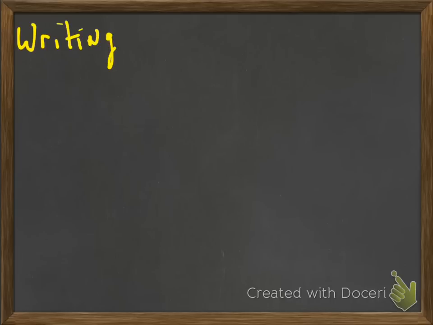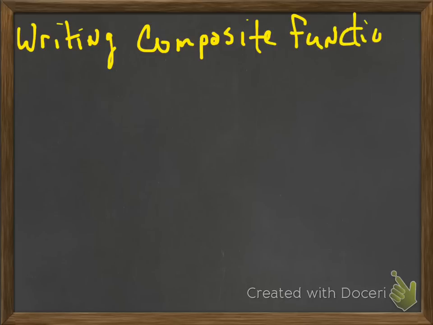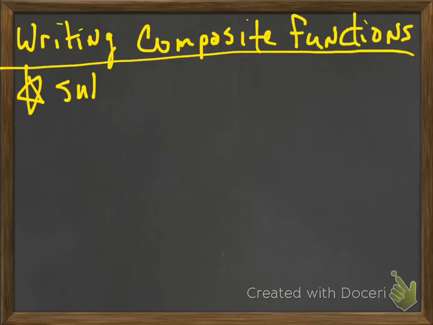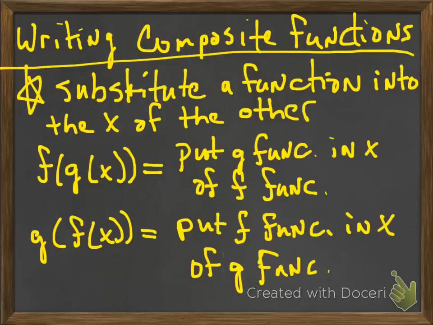The more interesting one, the one you're more likely to see in pre-cal, is the writing of compositions or composite functions. And this basically means you put one function completely into the x of the other function. That's our key. So we want to make sure that we're substituting a function into the x of the other. For example, if it says f g of x, you're going to put the g function in place of the x for the f function and then simplify. If it says g f of x, you would go the other way around. Make sure you've copied this. If you have to, pause it because I'm moving on.